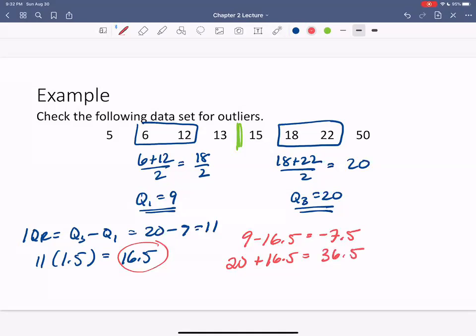Now we're going to try to identify the outliers. This is step 5. We ask: is there anything below my lower value, and is there any number above this upper value? Below -7.5 would mean we need a negative value. We have no negative values, so there's no outlier on the lower end. Now we look at the upper number. Are there any values above 36.5? The answer is yes, 50. So we would say that 50 is a possible outlier.